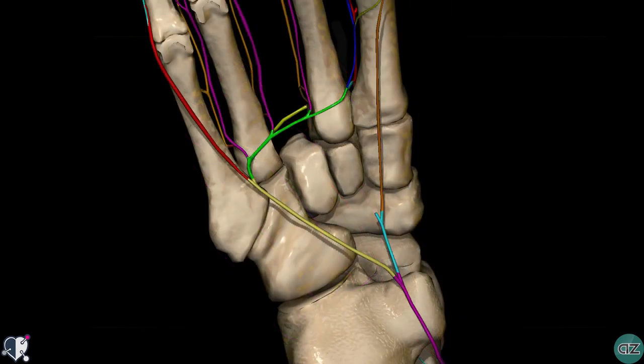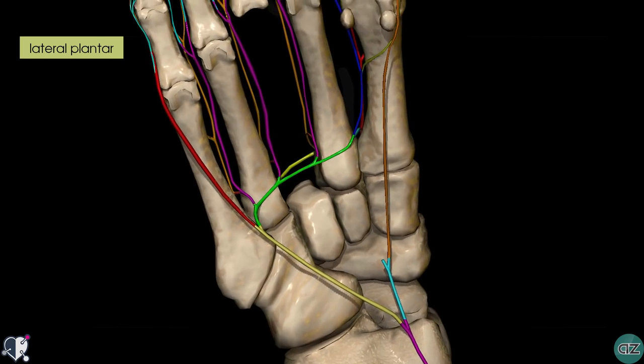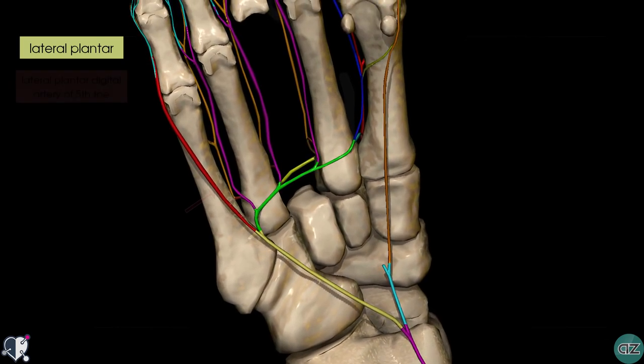So coming back to this view, we've got in yellow the lateral plantar artery. So this is the larger of the two plantar arteries, and if we follow its course, we can see that it gives off this branch which I've highlighted in red that supplies the small toe. This is the lateral plantar digital artery of the fifth toe.